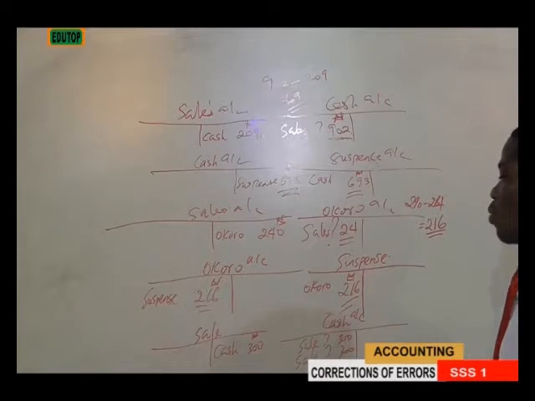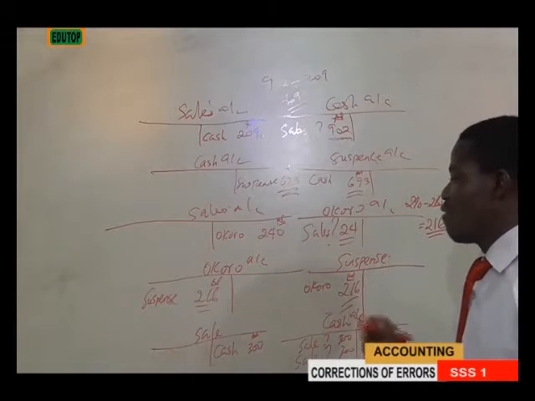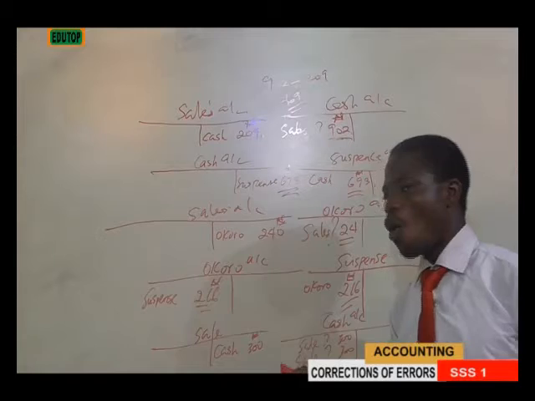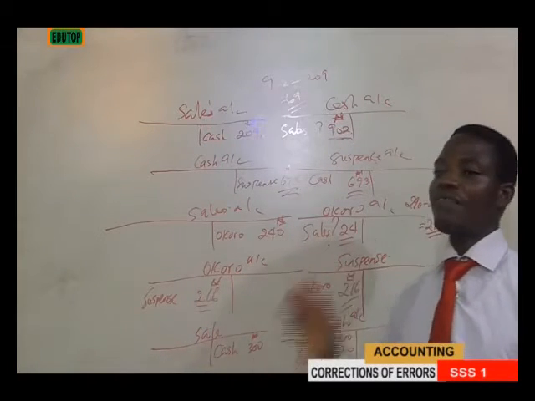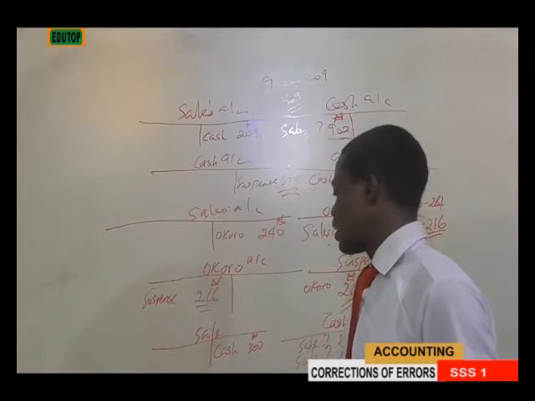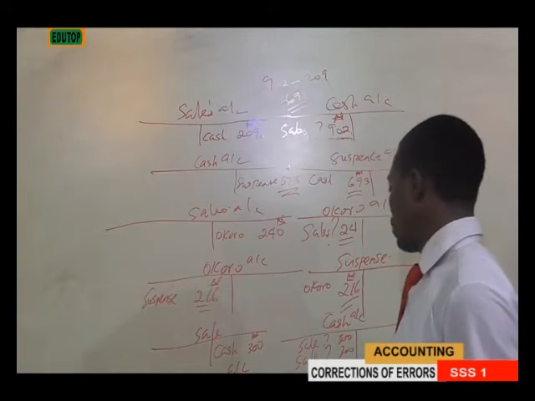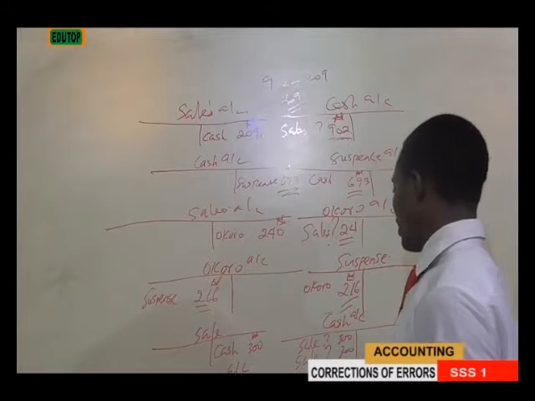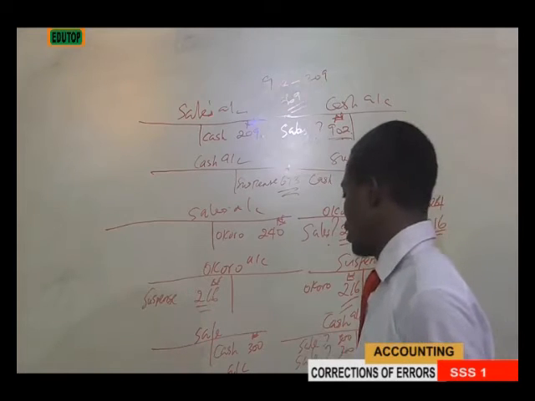So what we now do is that you prepare, because the error that you want to correct is the error that occurred in the cash account, not the savings account. I told you it affects only one side of the account. So cash account, then you prepare suspense account.